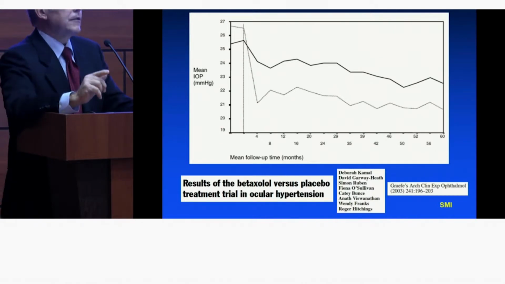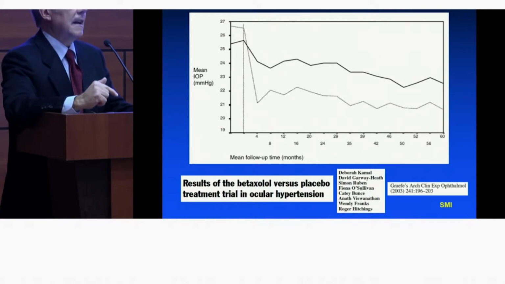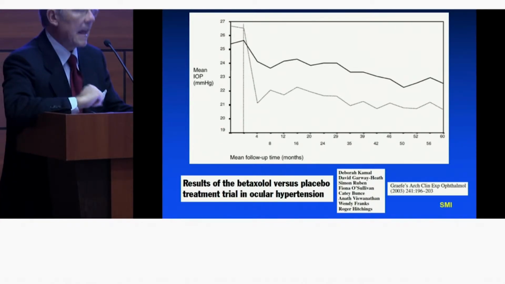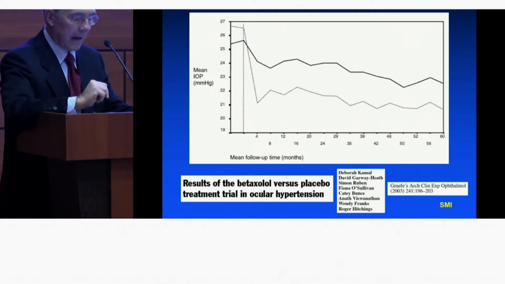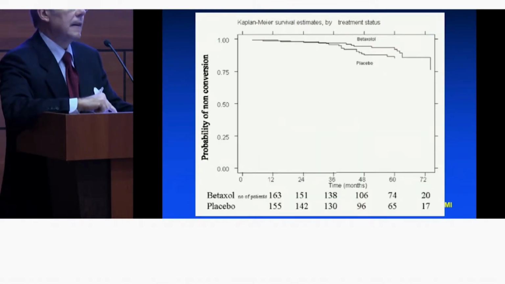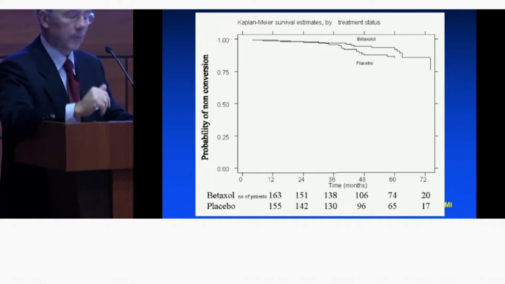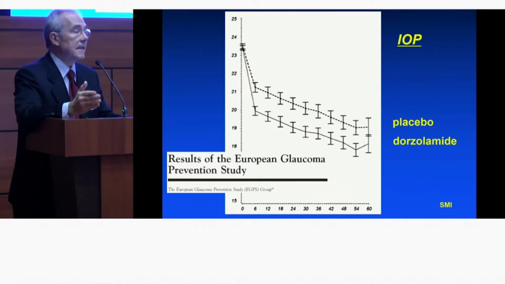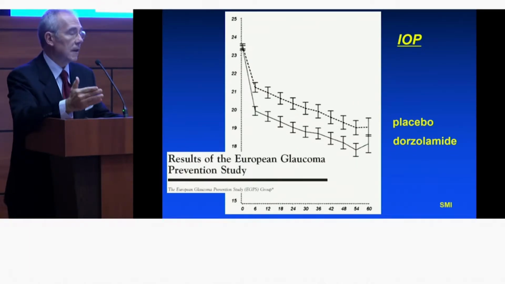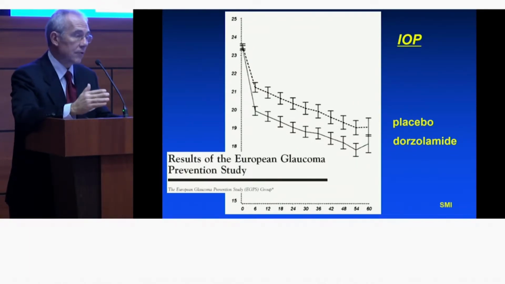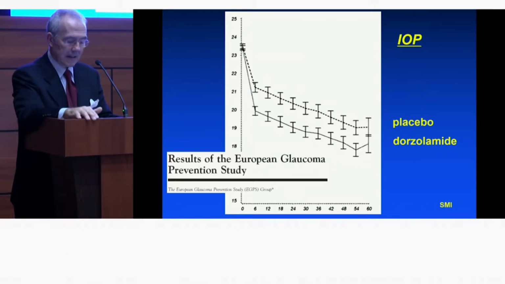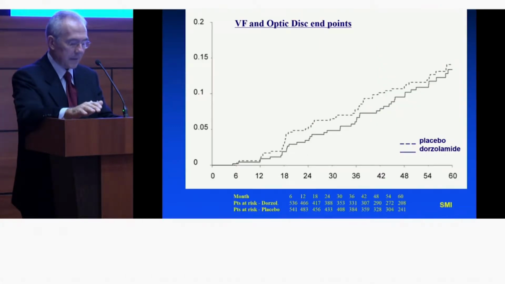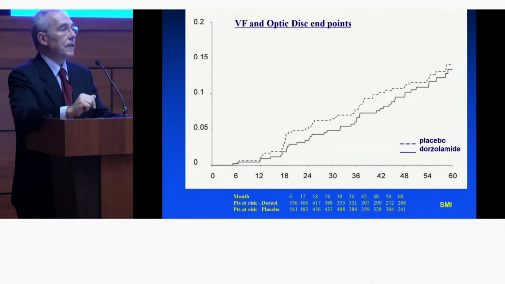And interestingly, those negative results were confirmed by the betaxolol study that was performed in London, where there was no difference between the active treatment and the placebo in terms of reduction of incidence of glaucoma. In the EGPS, there was almost no difference between the dorzolamide and the placebo, and there was actually no significant difference in terms of incidence of the disease in the two arms, as you can see in this figure.